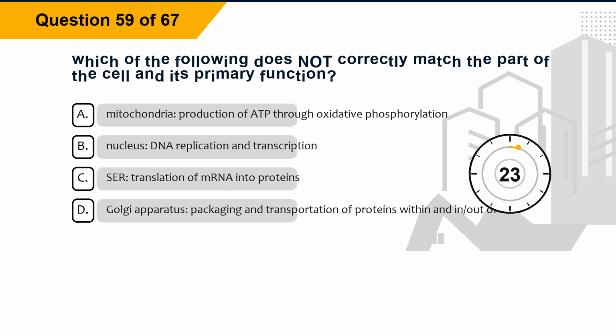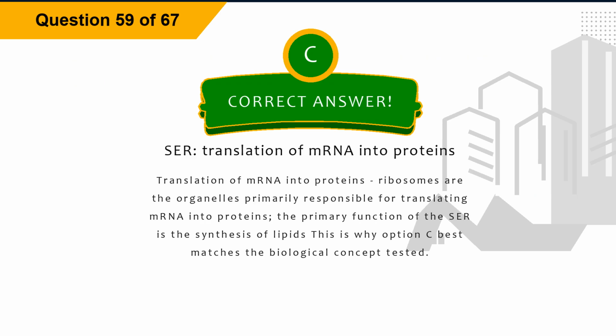Question 59. Which of the following does not correctly match the part of the cell and its primary function? Option A, mitochondria, production of ADP through oxidative phosphorylation. Option B, nucleus, DNA replication and transcription. Option C, cell, translation of mRNA into proteins. Option D, Golgi apparatus, packaging and transportation of proteins within and in/out of cells. The correct answer is option C, cell, translation of mRNA into proteins. Explanation. Translation of mRNA into proteins. Ribosomes are the organelles primarily responsible for translating mRNA into proteins. The primary function of the cell is the synthesis of lipids. This is why option C best matches the biological concept tested.